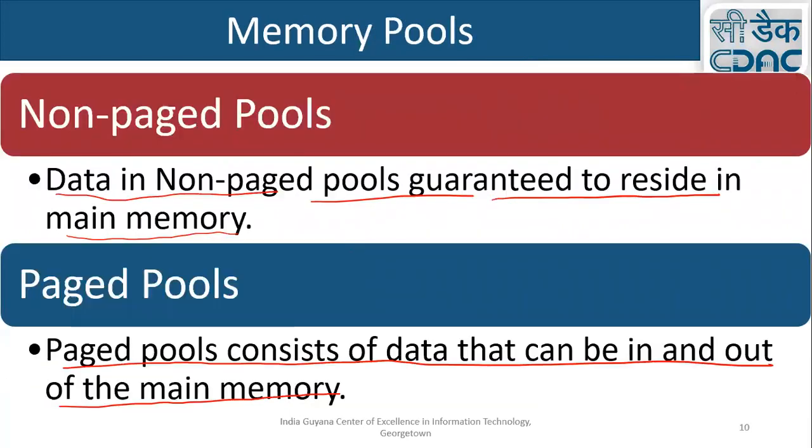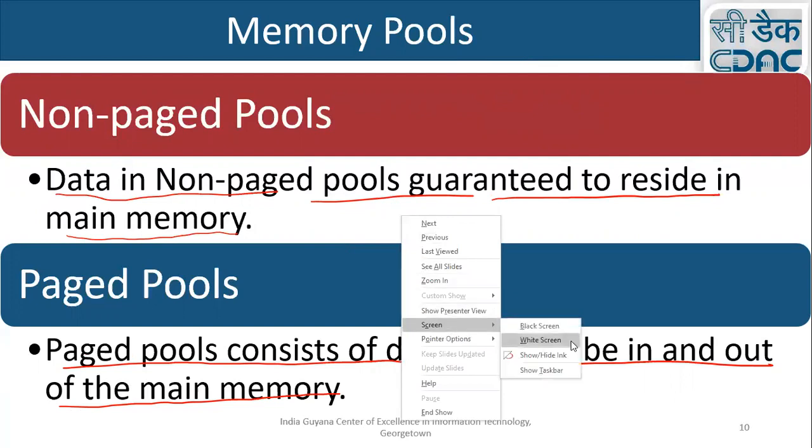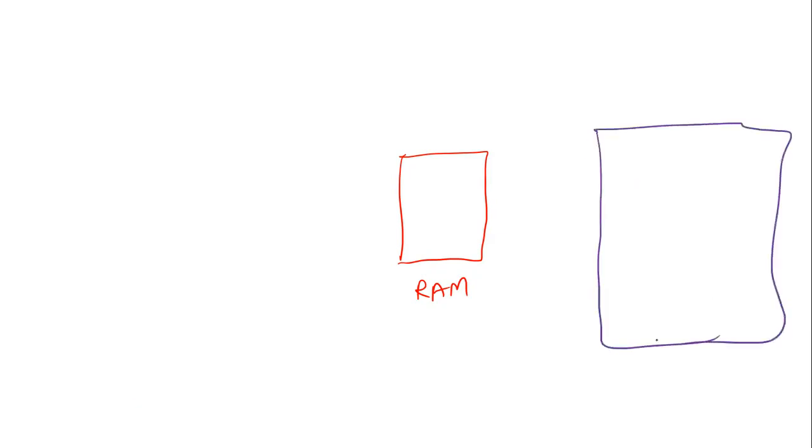I think this is the last part. So let's go into more depth. What is the meaning of this? So this is your RAM. And this is your hard disk. Inside this hard disk, you allocated this particular part as a swap file.